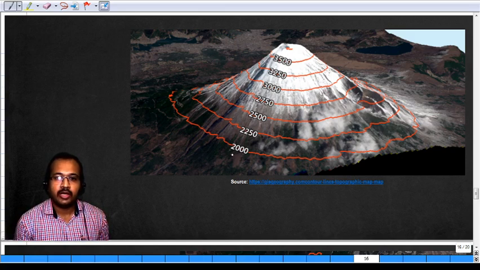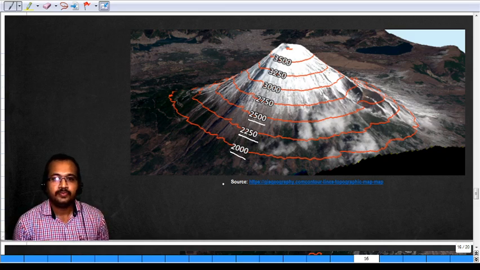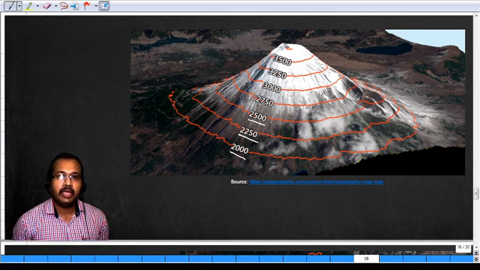So at particular heights, 2000 feet, 2250 feet and so on, we can collect the contour lines. If we consider the distance between two contour lines, if the distance is shorter, then it means the height or the peakness of that mountain is very high. So the steepness is represented by the distance between any two contour lines.